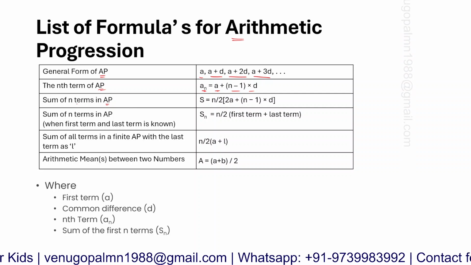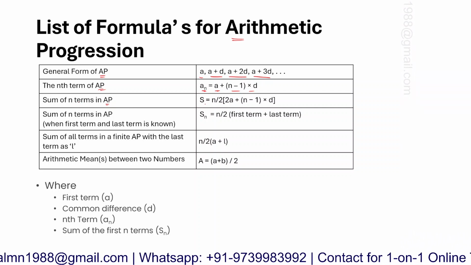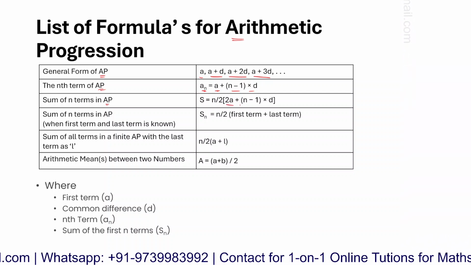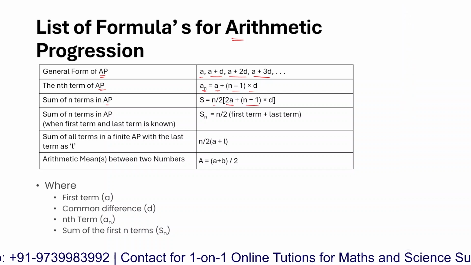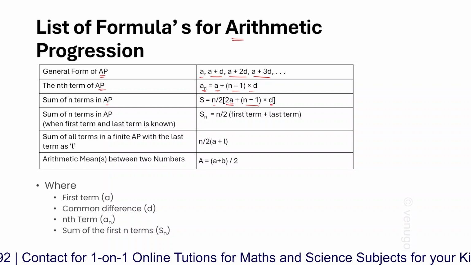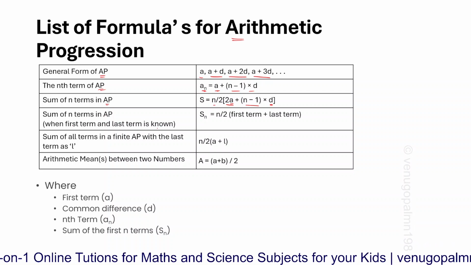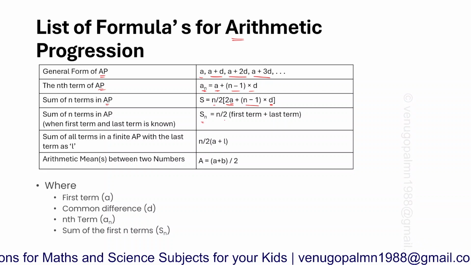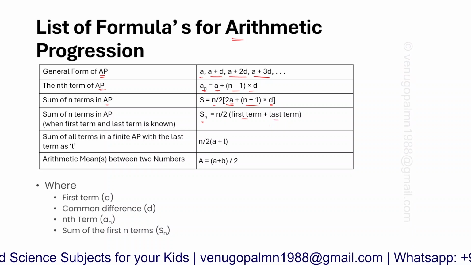If you want to calculate the sum of all the numbers which are part of your arithmetic progression, then the formula is S is equal to n by 2 into 2a plus n minus 1 into d. Here n is the total number of terms, a is the first term, and d is the common difference of the AP. And for the sum of the n terms when the first term and the last term are known to us, S of n is equal to n divided by 2 into first term plus last term. Very simple.